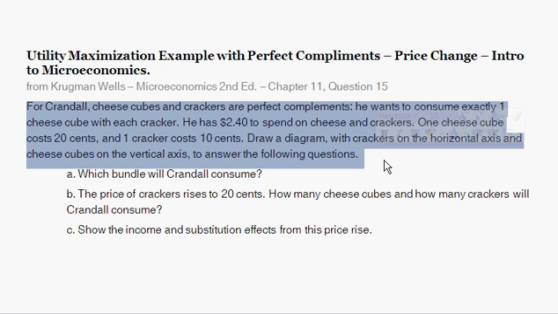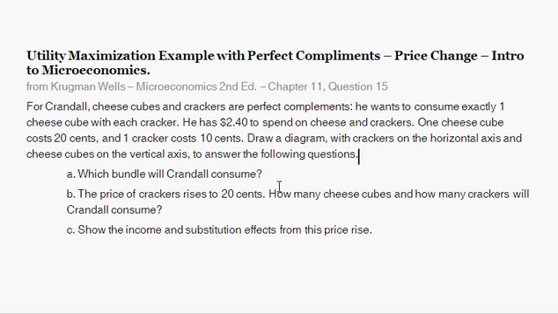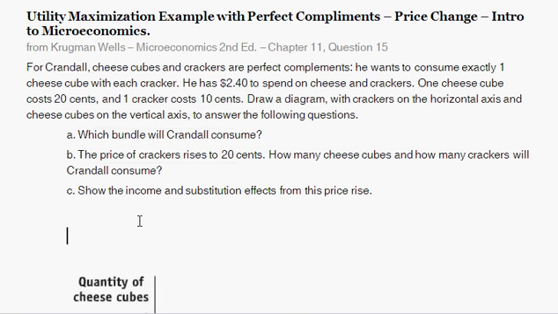He wants to consume exactly one cheese cube with each cracker. Crandall has $2.40 to spend on cheese and crackers. One cheese cube costs 20 cents and one cracker costs 10 cents. Draw a diagram with crackers on the horizontal axis and cheese cubes on the vertical axis to answer the following questions. And the first question is, which bundle will Crandall consume? So it says draw it and figure that question out.